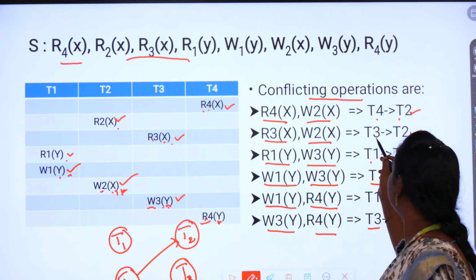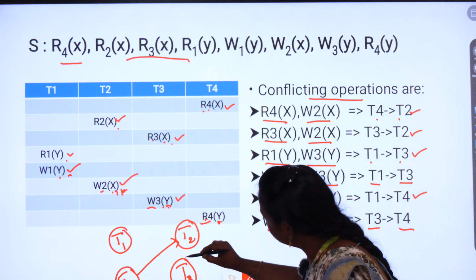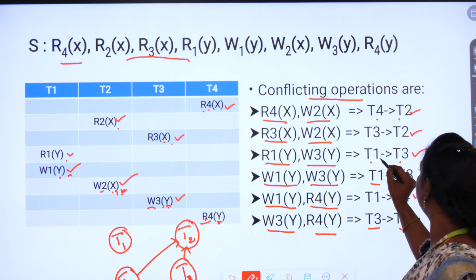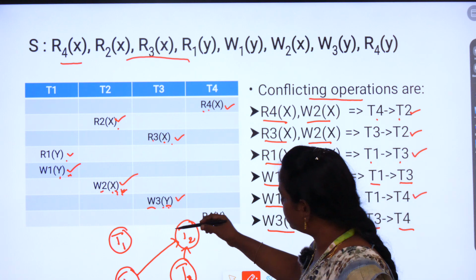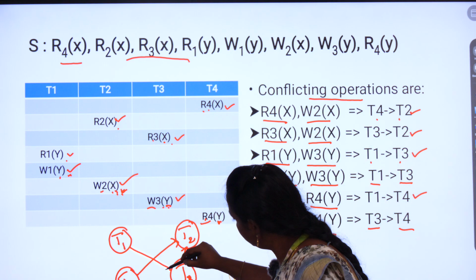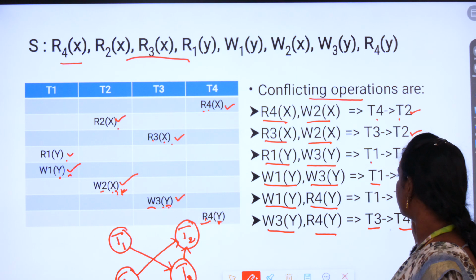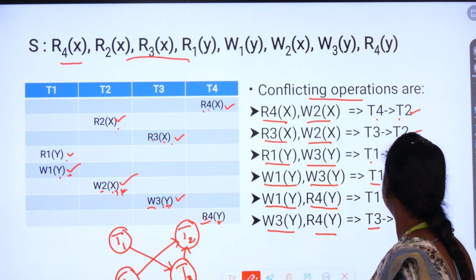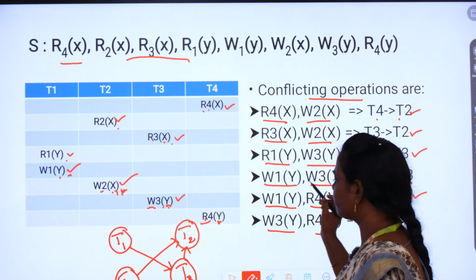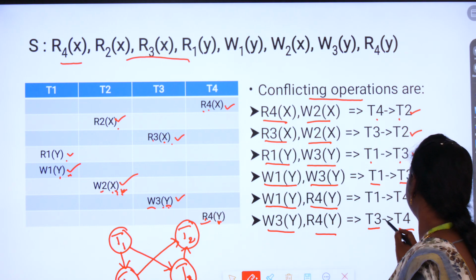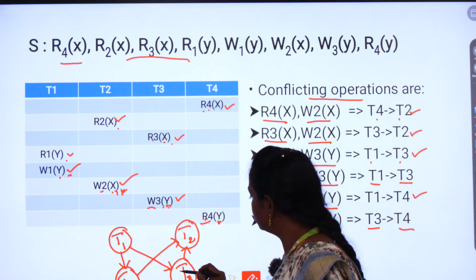So next edge is T3 to T2. So from T3 to T2 there is an edge, and then from T1 to T3 there is an edge. Already we have drawn that edge, and then T1 to T4 there is an edge, and then next is T3 to T4, there is an edge.